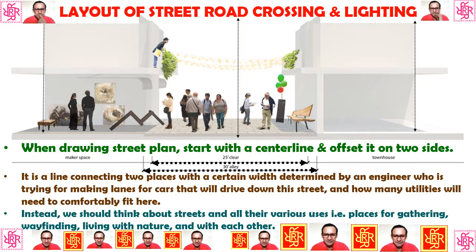Instead, we should think about the streets and all their various uses. For example, they are places for gathering or wayfinding. It is living with nature and with each other. That is the main characteristic of a street, and the street layout must accommodate these primary basic functions.